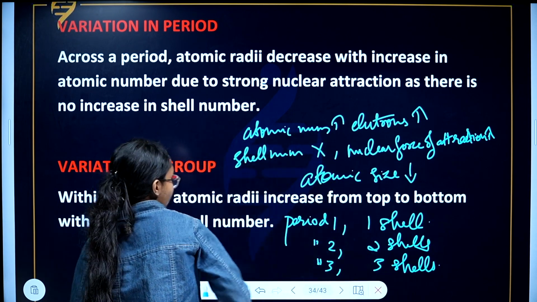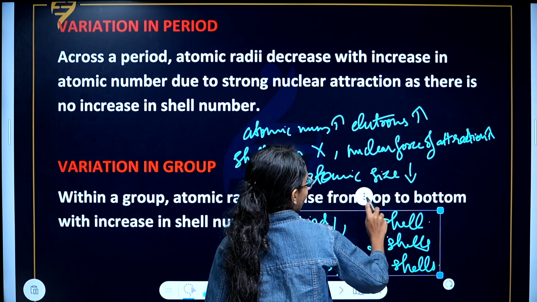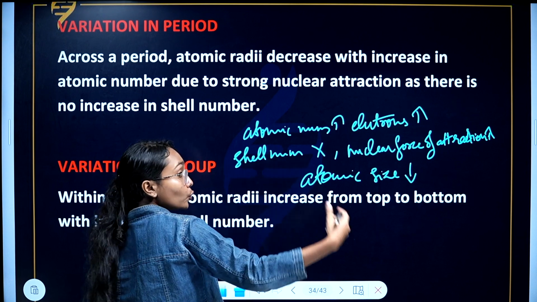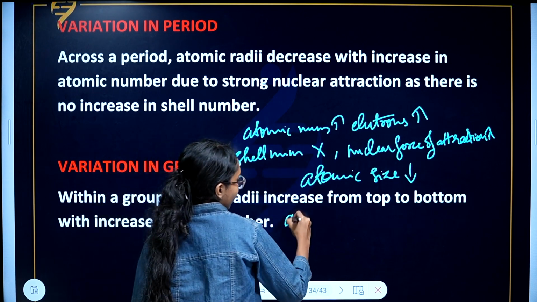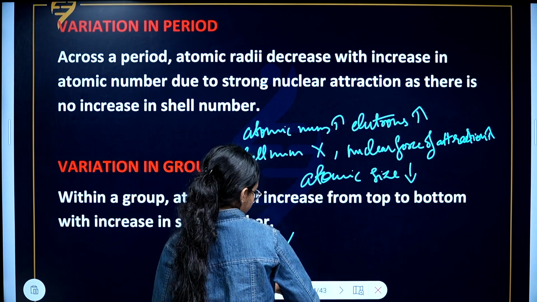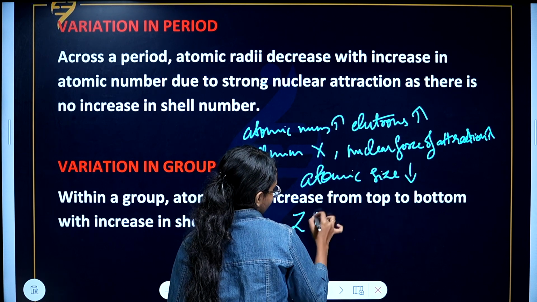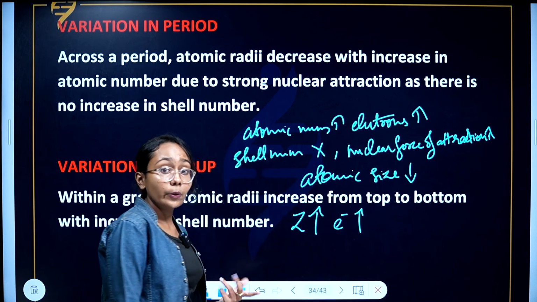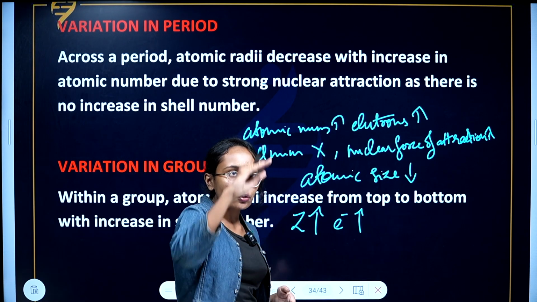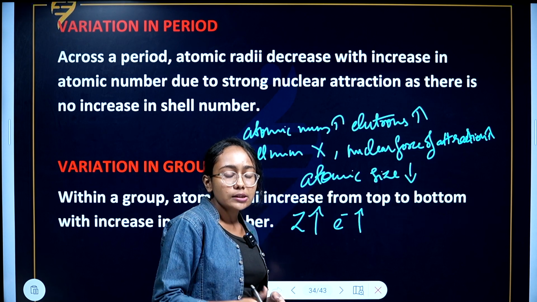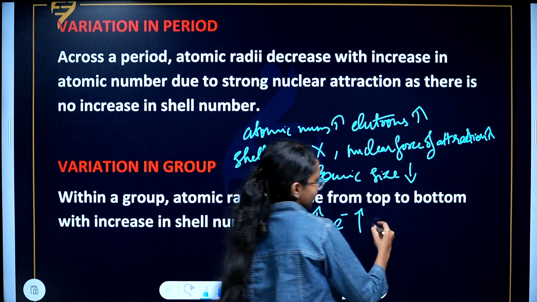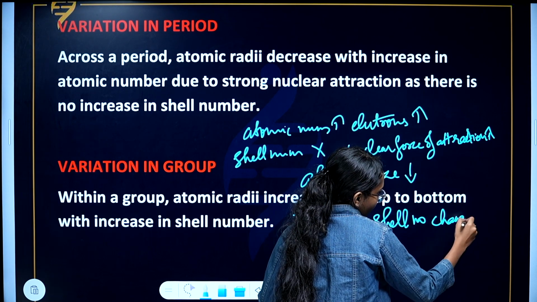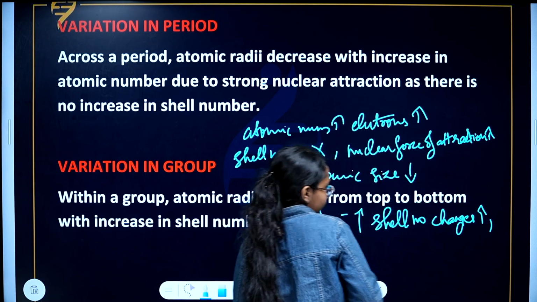Now, in the case of a group, when going from top to bottom, atomic number Z increases, electrons increase. What about the shell number? Yes, it increases as going from top to bottom. Number of period changes, shell number changes. Shell number increases.